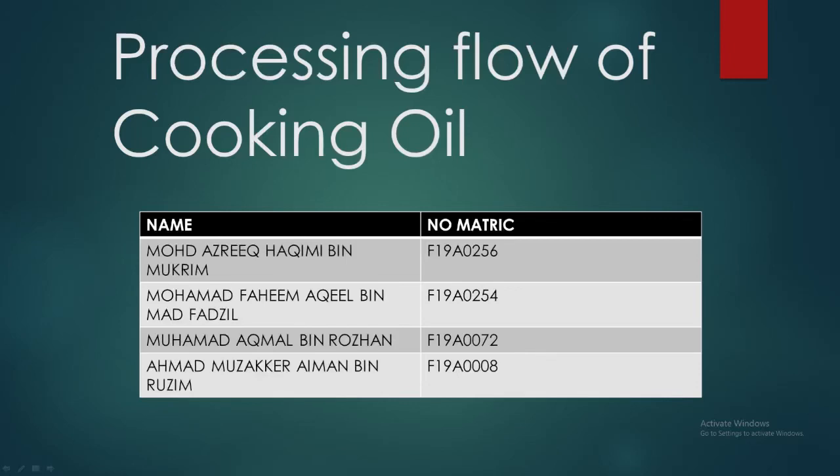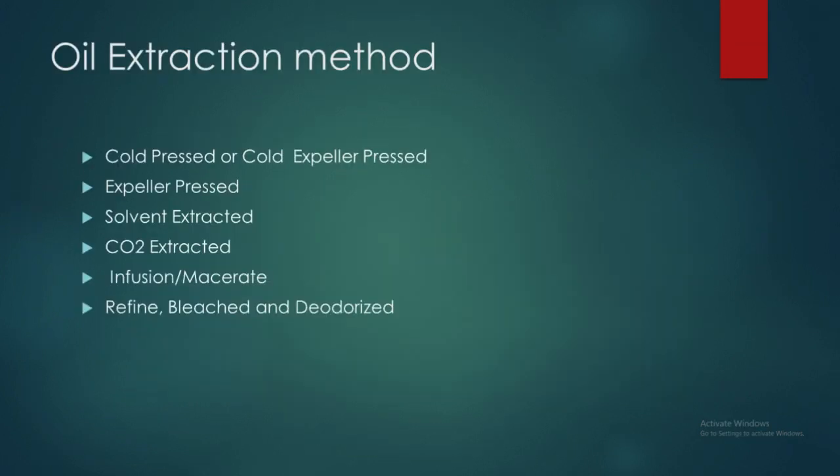So our group chose cooking oil or vegetable oil to present, to explain the processing flow of that product. We have a few methods of oil extraction, and they have been listed in that slide. First we have cold press or cold expeller press.